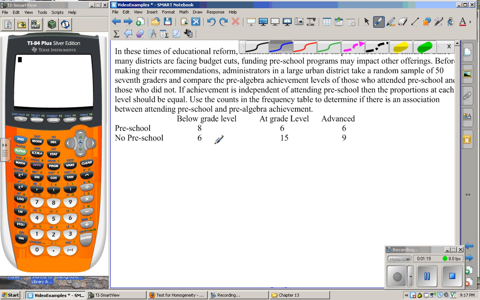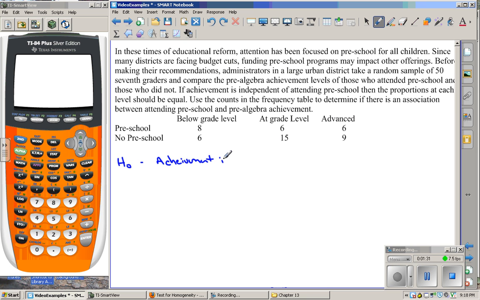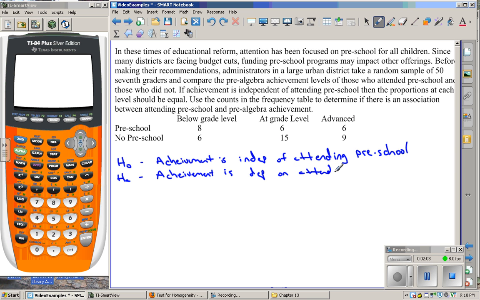Alright, so this is our parameter, so our null hypothesis is going to be that achievement is independent of attending preschool, and our alternate is that achievement is dependent on attending preschool.